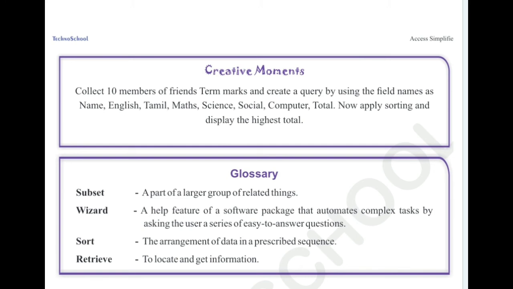So the task here is we have to create one table. The columns will appear as name of the student and their subject marks, English, Tamil, Maths and so on, and total. So what we have to do is sort the records and display the highest value. As per the highest value of their total, we have to display the records. This is the task we have to do here.